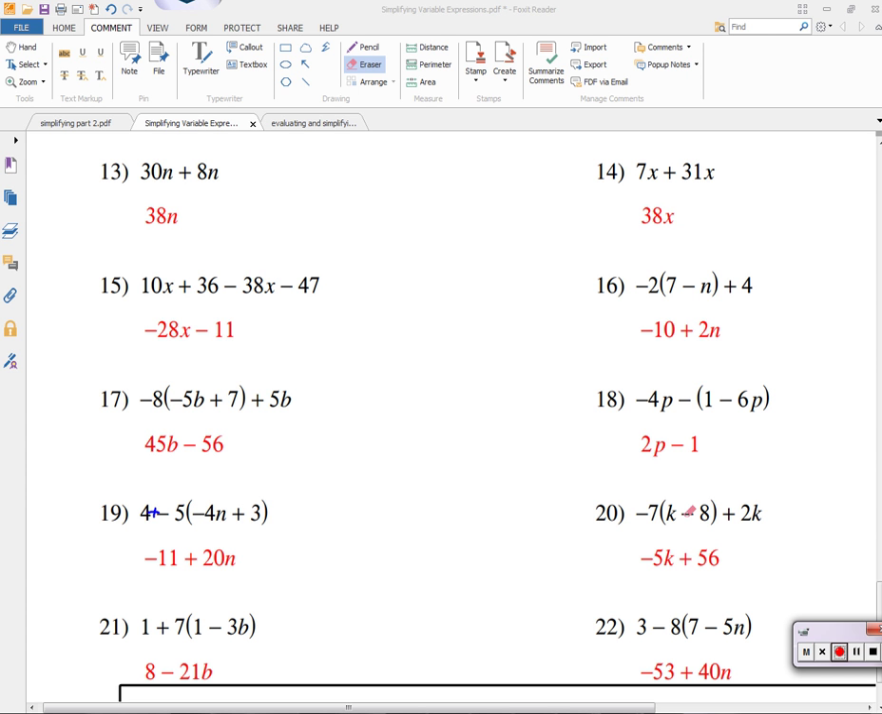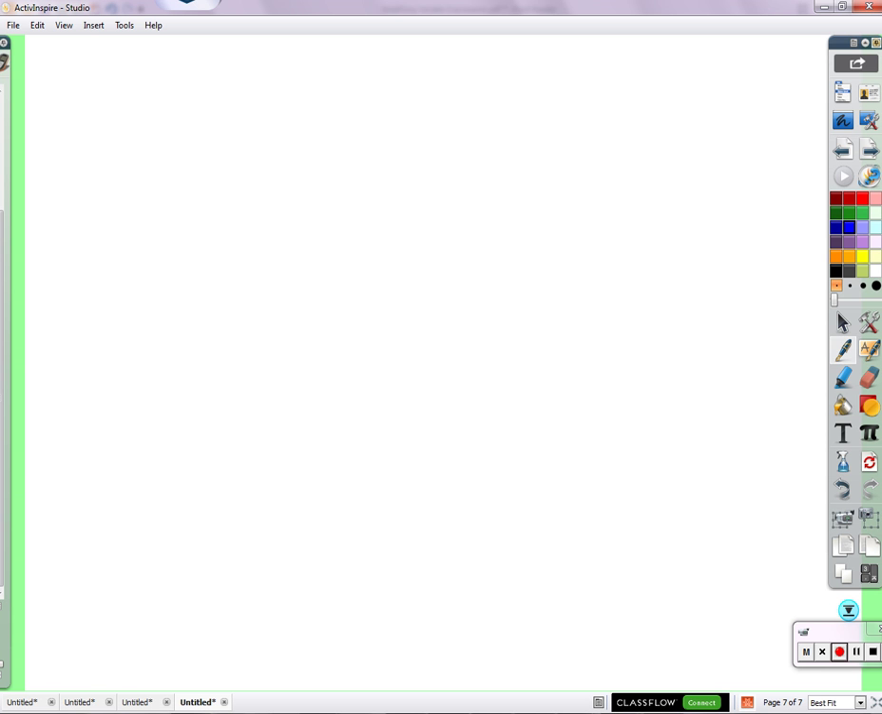They're not the same thing. They're not like terms. So I don't combine them. If I can't combine them, I can't multiply them by negative 7, right? Except we have the distributive property. Let's talk about the distributive property.